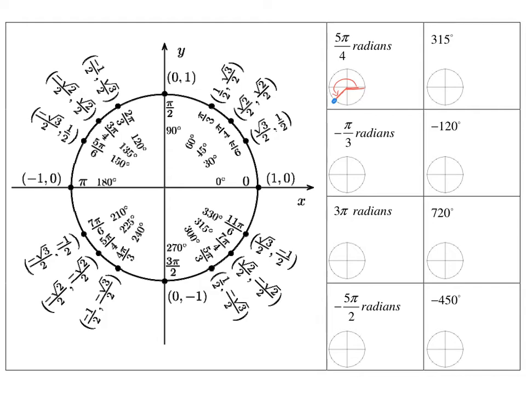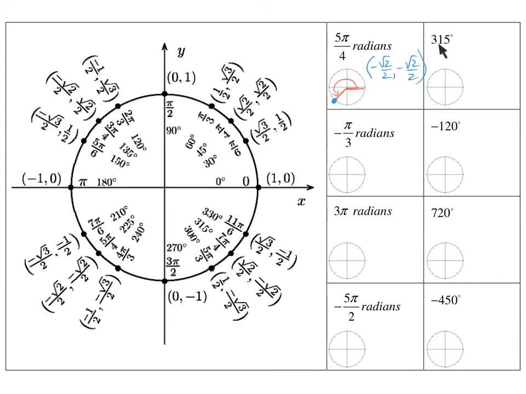So all you do is you go, okay, that point is right here, so I'm writing that coordinate right there. I'm writing the coordinate at the terminal point of 5 pi over 4. So what is the coordinate? It is negative square root 2 over 2, comma, negative square root 2 over 2. That is the terminal point at that spot.